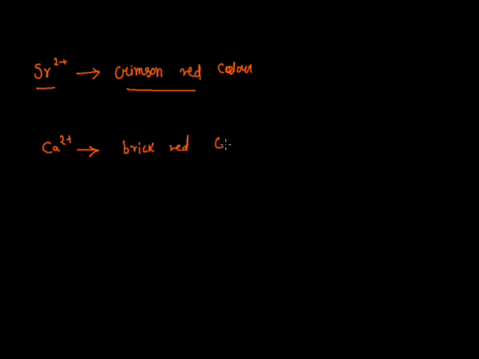Similarly, if we have a strontium salt, the same treatment is applied, and if the salt contains strontium cation, it gives a crimson red color to the flame. So a crimson red flame indicates the presence of strontium plus 2. If our salt has calcium plus 2 ion, then the flame test gives a brick red color, which indicates calcium plus 2. The brick red flame is very unstable and lasts only for some time, whereas the crimson red and apple green flames are comparatively stable and last for more time.